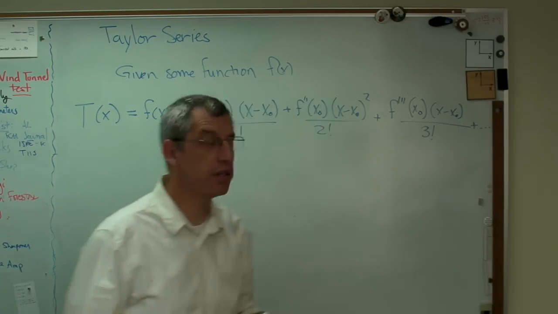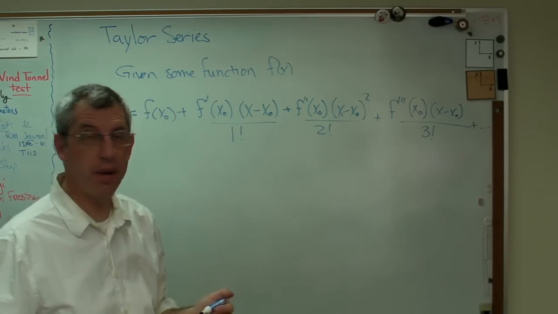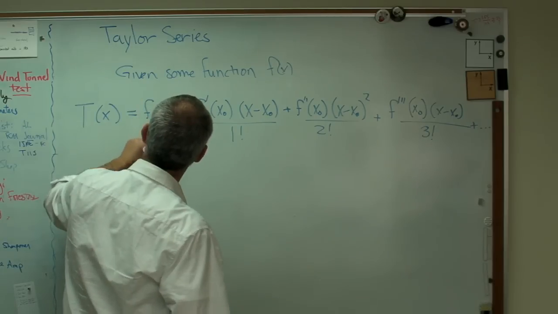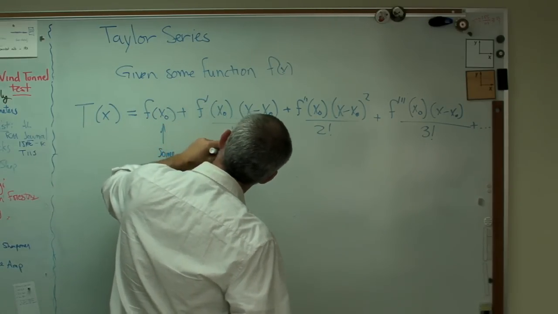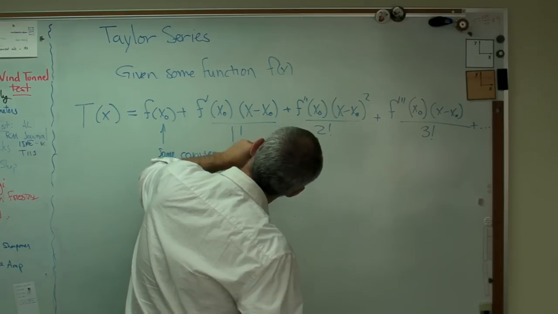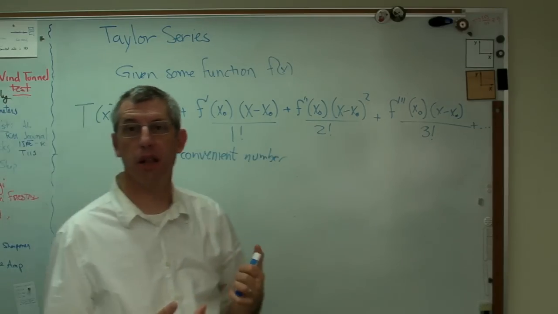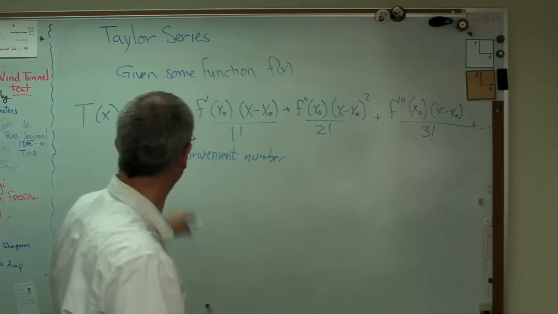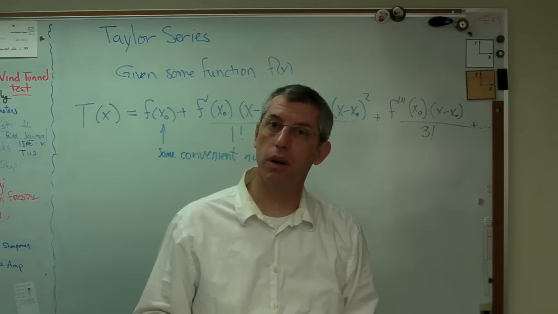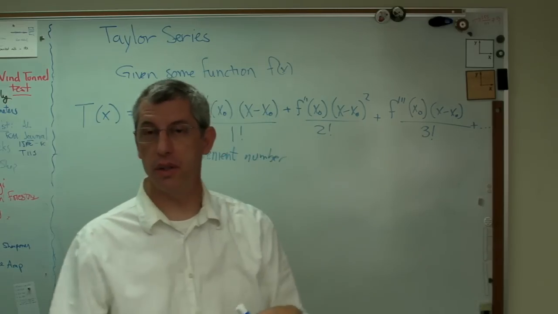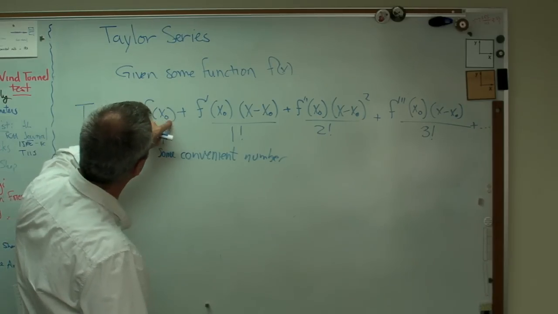Okay, there's what a Taylor series looks like. Now, x0 is just some number, so that's just some convenient number. And mathematicians will say, well, I'm expanding the Taylor series about some number. Well, that's the number right there. A lot of times we pick 0. If we pick 0, it's called a Maclaurin series. And a Maclaurin series is a subset of the Taylor series. Okay, so that's just some number.